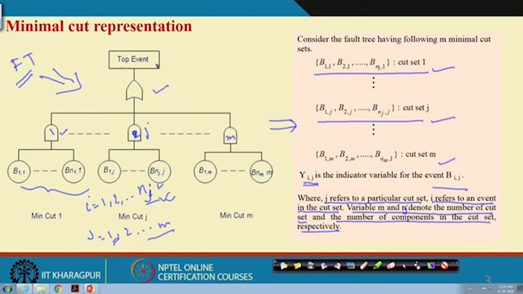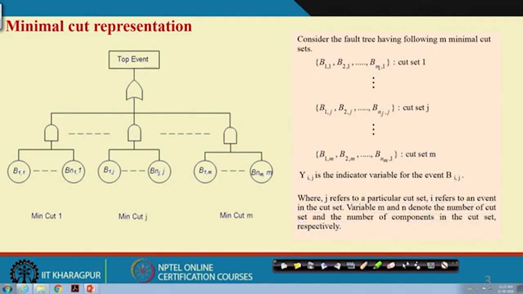So, what will happen is that there will be one or two cut sets, three cut sets, there can be many number of cut sets, many number of combinations. So, that is why here an OR gate is used. And here an AND gate is used. For any fault tree represented by cut sets, the equivalent fault tree using cut sets is this. And then there are the notations for the basic events, the cut sets and the indicator variable, which will be like this. Okay.